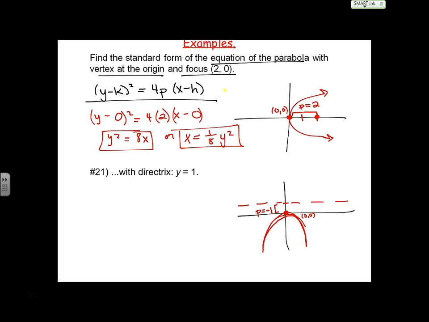Yeah, the vertex is at the origin from the beginning, and what changed in the next one? Instead of having a focus at (2, 0), the directrix was at y = 1. What kind of line was that? Horizontal, right? And what is the parabola not allowed to do with the directrix? Touch it or intersect it at all.